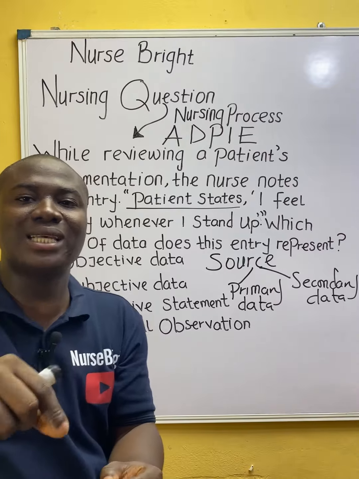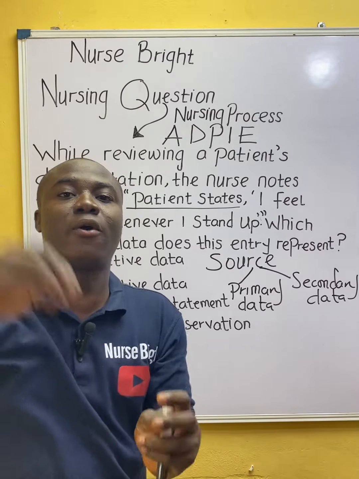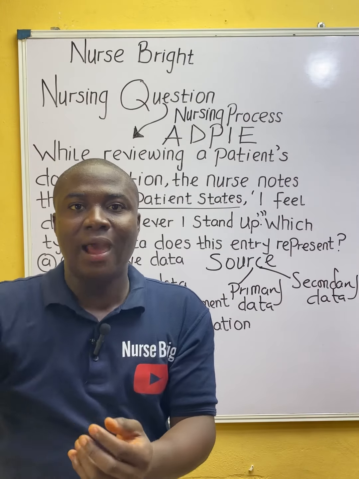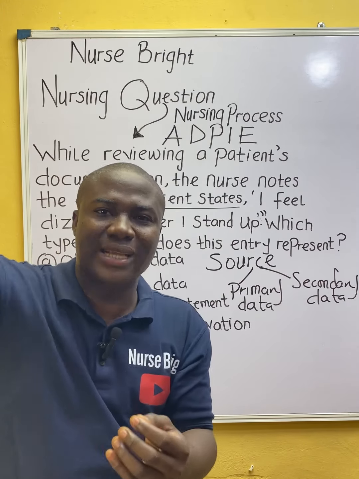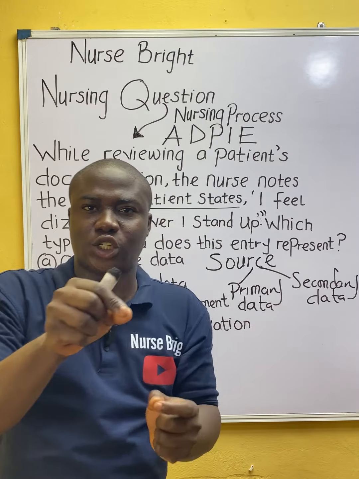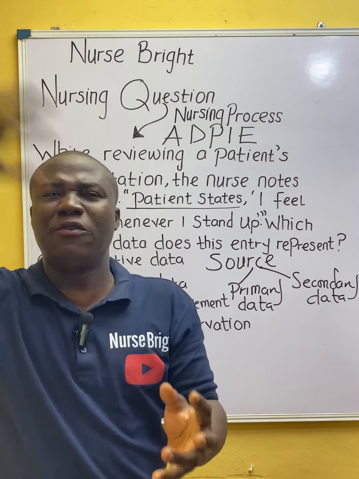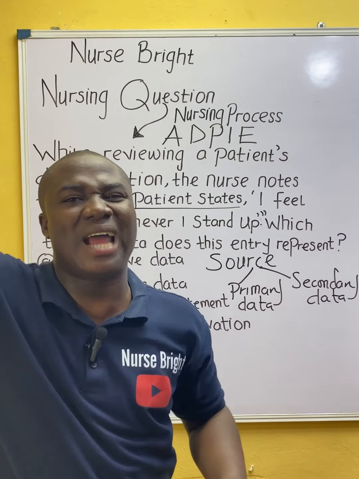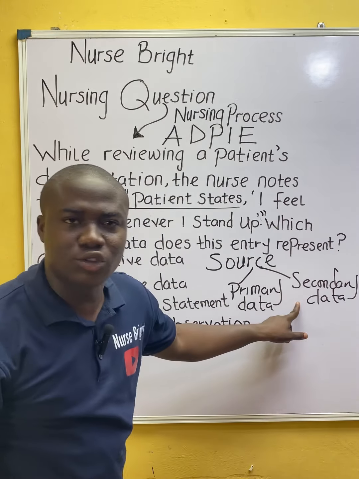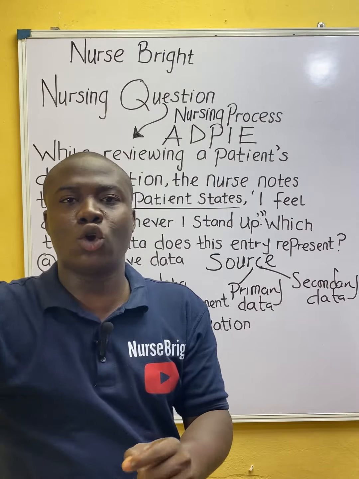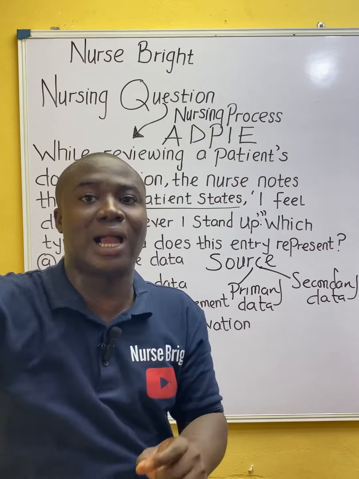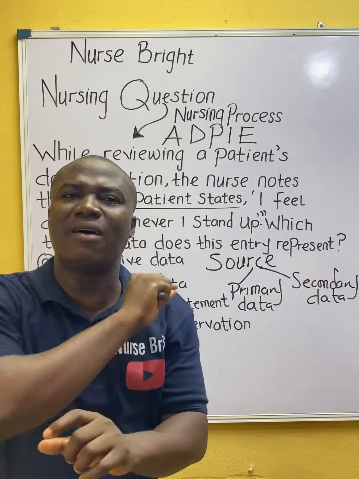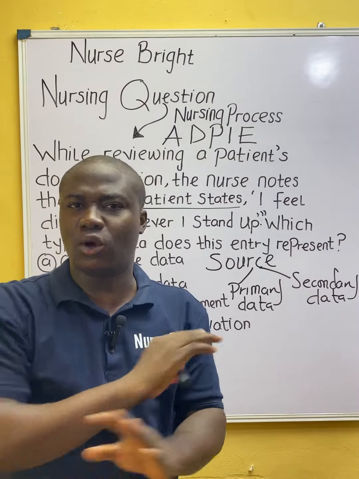But secondary data are those data that are gotten from the patient's relatives or other caregivers. Let's say you ask a relative of a patient a question concerning the patient, and the relative gives you information about that patient. That information or data given to you by that relative is simply called secondary data. Or that information given to you by another healthcare professional is what? Secondary data. I believe you are following me. All these are very, very easy. They are not difficult at all.